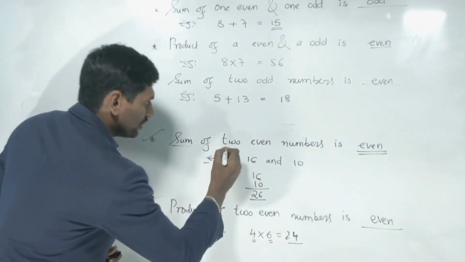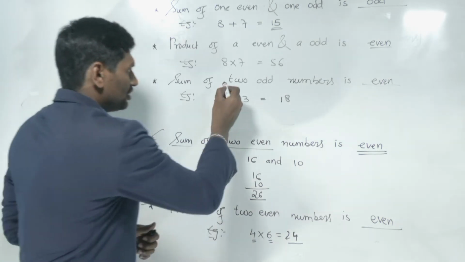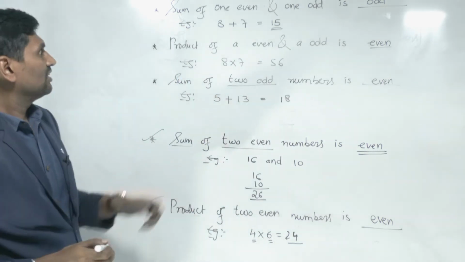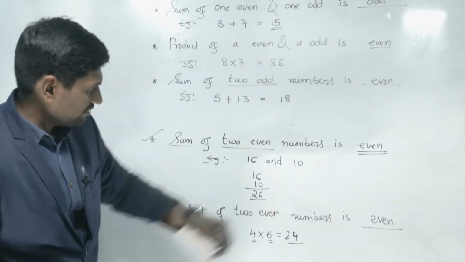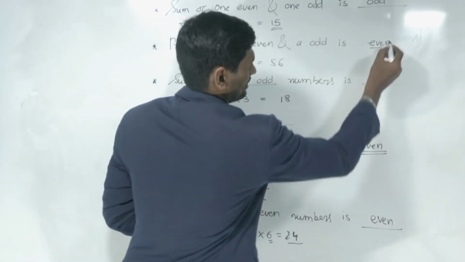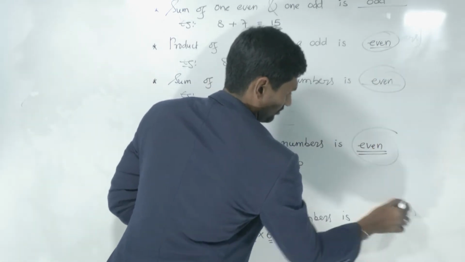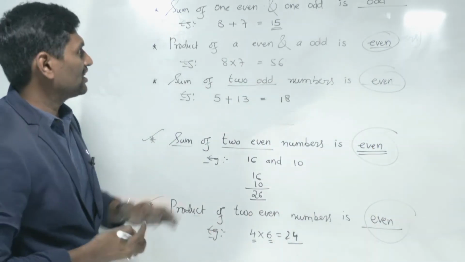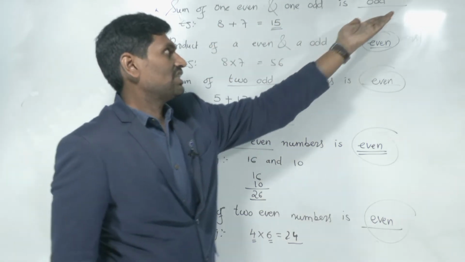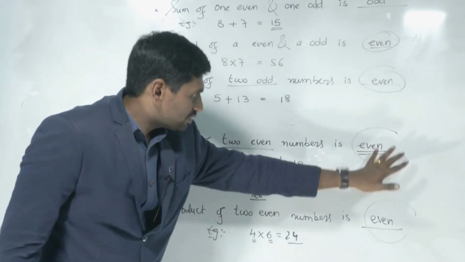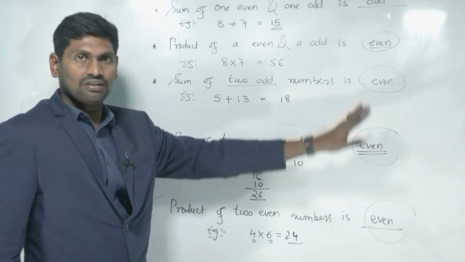Sum of two even numbers is even. Sum of two odd numbers is even. One odd and one even only gives odd. In all the remaining situations, see, we got even only. Only one situation, one odd number and one even number, addition, sum is an odd number. In all the remaining situations, we got even.